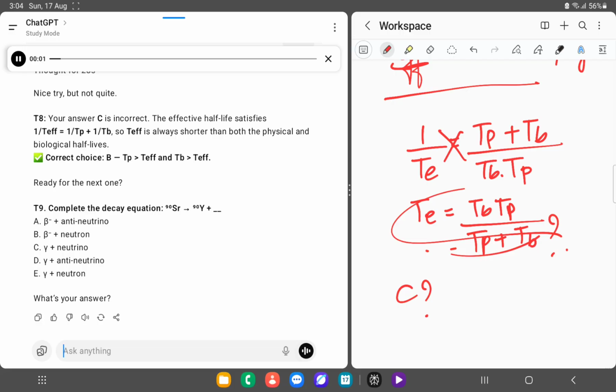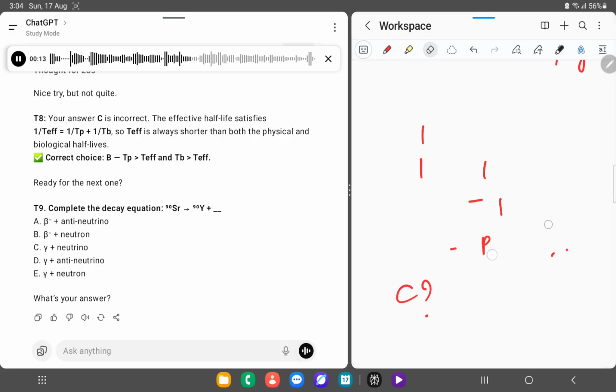Nice try, but not quite. T8, your answer C is incorrect. The effective half-life satisfies 1/Teff equals 1/Tp plus 1/Tb, so Teff is always shorter than both the physical and biological half-lives. Correct choice, B: Tp > Teff and Tb > Teff.